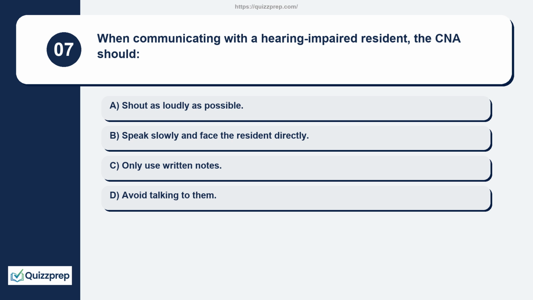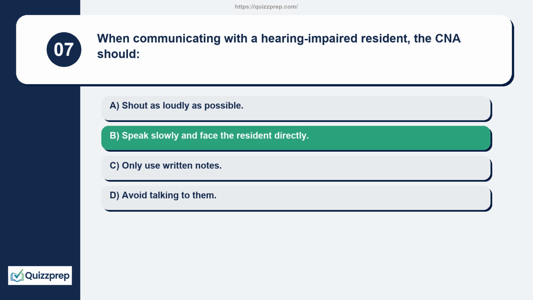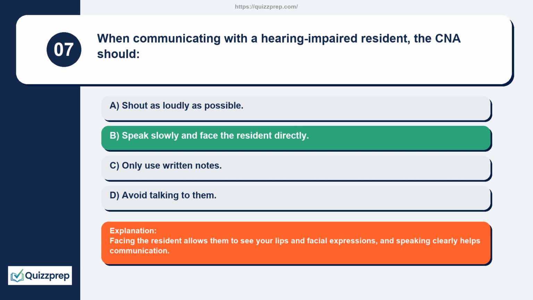Question 7. When communicating with a hearing-impaired resident, the CNA should shout as loudly as possible. Speak slowly and face the resident directly. Only use written notes. Avoid talking to them. Facing the resident allows them to see your lips and facial expressions, and speaking clearly helps communication.